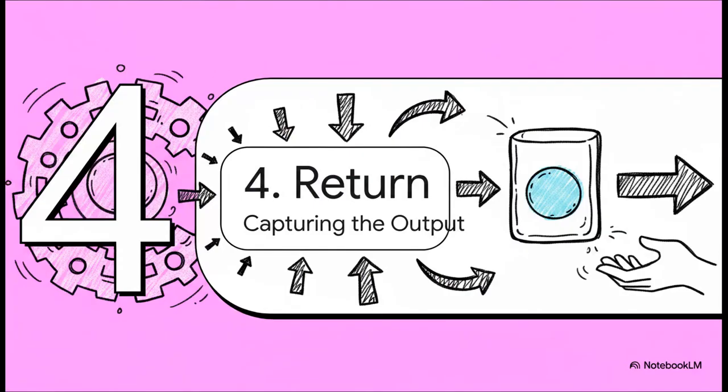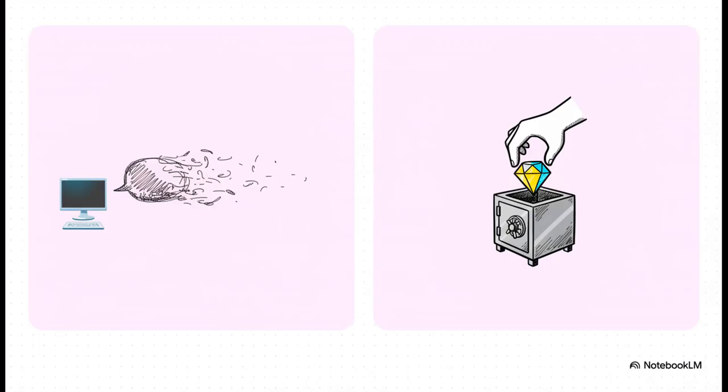Section 4, return, capturing the output, the final state. Listen, if you take one single thing away from this explainer, make it this: print versus return. Beginners mix this up constantly. If you just use print inside a function, Python simply flashes the result on your screen, but the program itself immediately forgets it. State is lost. If you try to save that result to a variable, Python literally gives you none.